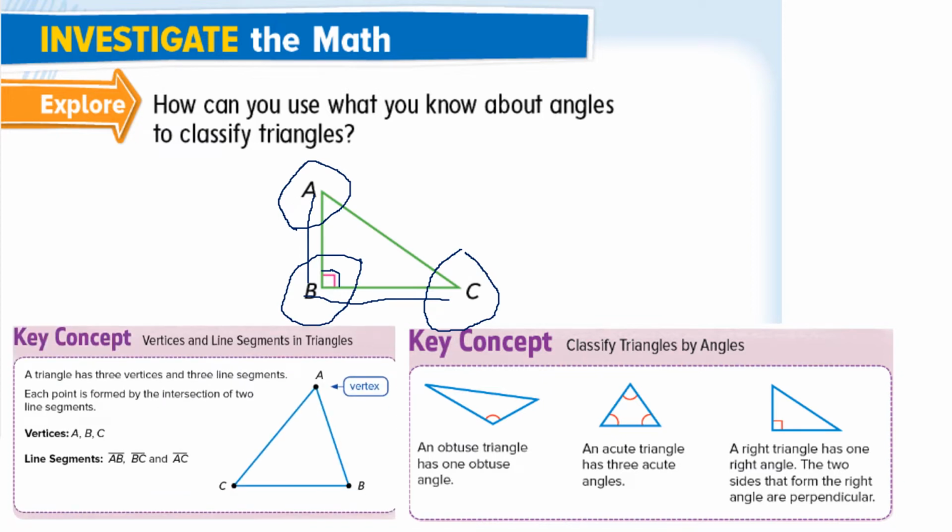And you're going to notice that all the triangles have 3 vertices. That's the plural for vertex. So we've got 3 vertices, and it has 3 line segments that connect those vertices, and they're given their names by the type of angles they have.